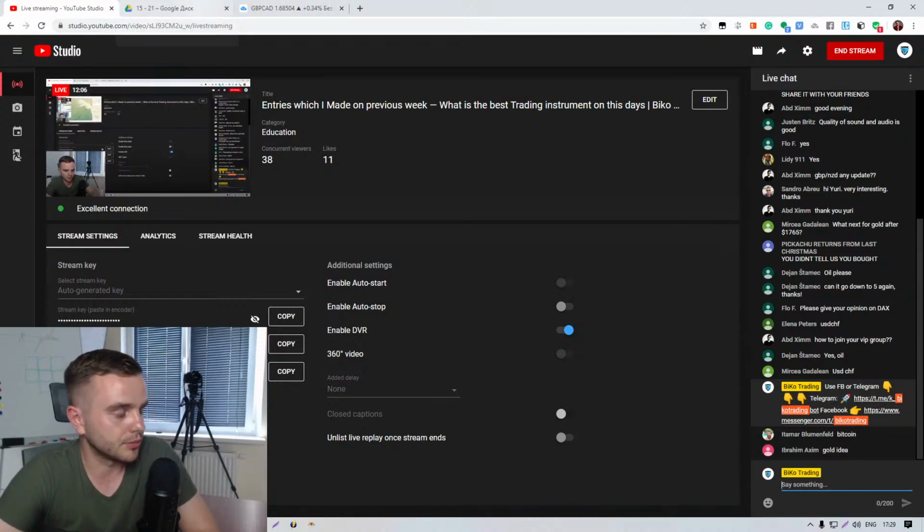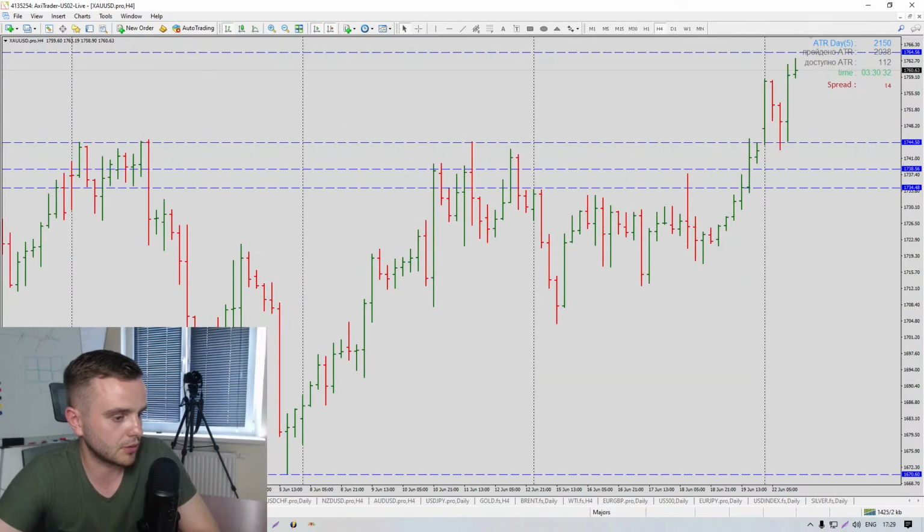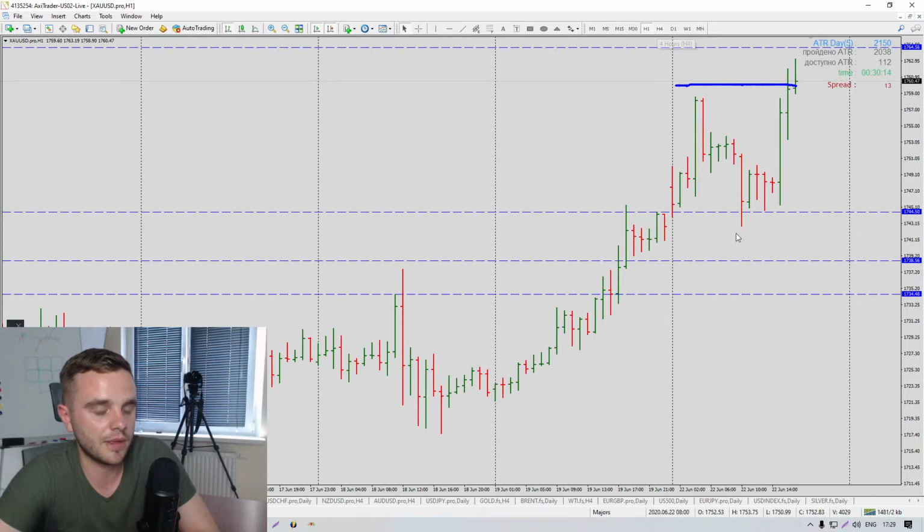Bitcoin, gold, good. Okay, my friends, I will do everything you ask. First, about gold. Today, as you can see, I told you about gold. The price broke up this key level. When some people tell you that the key level strategy doesn't work, you can show them this picture. And after that, you can show them this picture. Price pulled back to the key level, held, and went up.